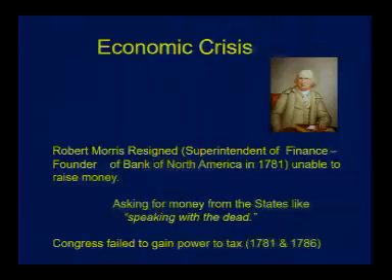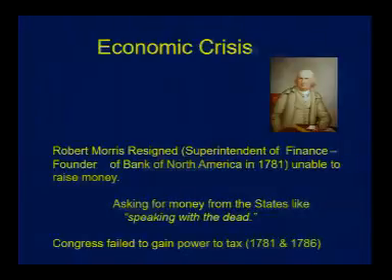But he couldn't raise enough money to really make it a going concern. He was, remember, the superintendent of finance. We didn't have a treasurer under the Articles of Confederation. And his comment about the whole thing was asking for money from the states is like speaking with the dead. And finally he just said, I'm finished. You're not getting any more money out of me. Let somebody else do this. It was like herding cats.